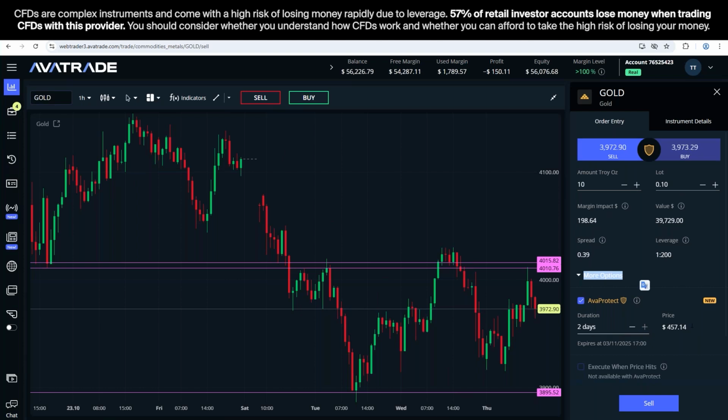Okay, 2 days protection. That's not so much for gold. $457 or so for 10 ounces of gold. I mean, to make $457 with 10 ounces, a $50 movement on gold would make that back, plus profit. In 2 days, we see how far gold moves.